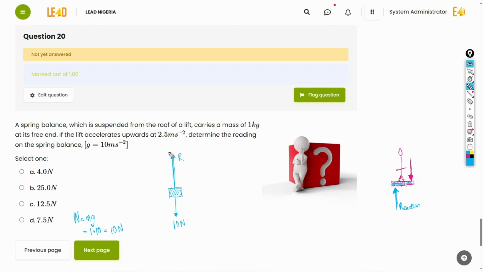But the entire system is accelerating. The entire system is accelerating upwards at 2.5 meters per second squared. So there's an upward acceleration of 2.5 meters per second squared, and we'll call that positive, okay? Because it's upwards. All right, so let's do the calculation here. Newton's second law: we say net force is equal to the mass times the acceleration.